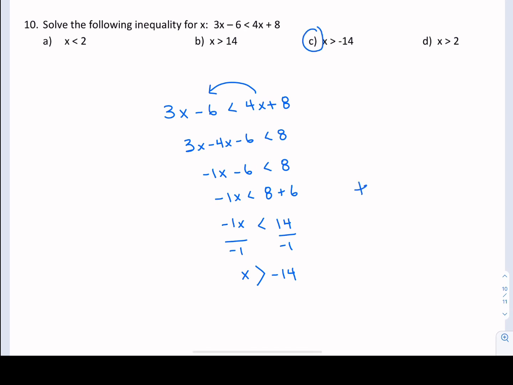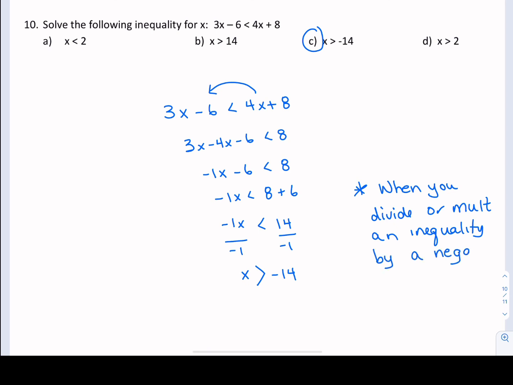So again, the takeaway from here is that when you divide or multiply an inequality by a negative, you must flip the sign. So that's one of those rules that we hope sticks in the back of your mind when we have to work with inequalities a little bit later in the course.